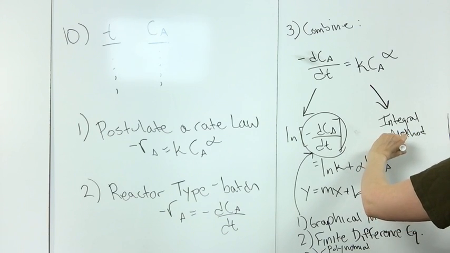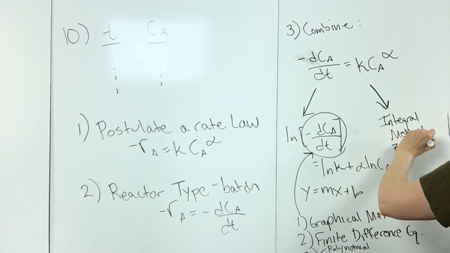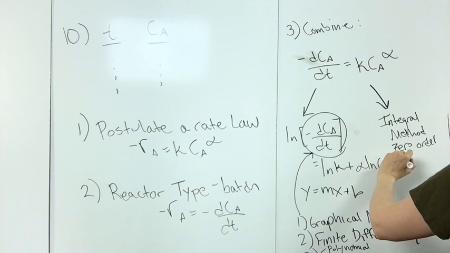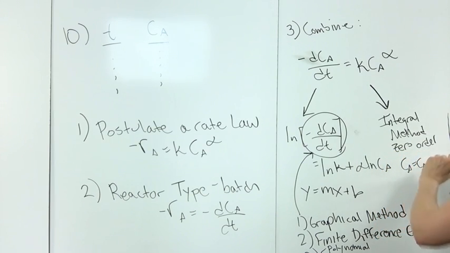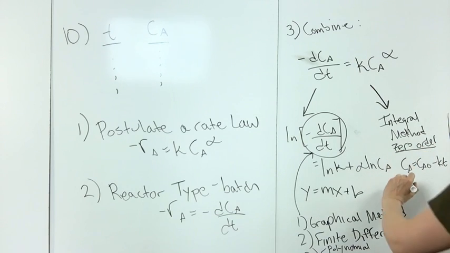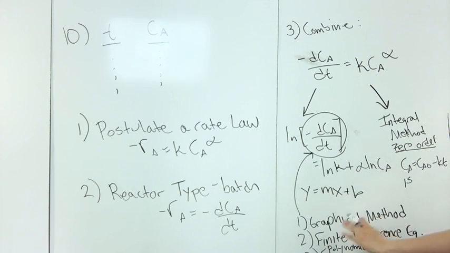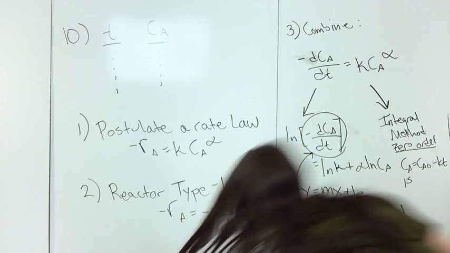For instance, if you guess 0 order, you would end up with an equation that looks like Ca is equal to Ca naught minus Kt. If you chose, say, I'm going to erase that because it's kind of getting in the way.